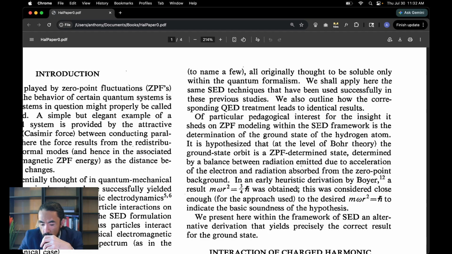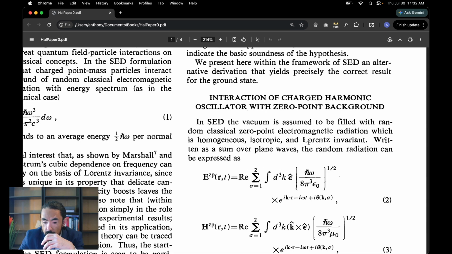This is what I just referred to as 1975b. It's on page 11. This was considered close enough for the approach used to the desired m omega r squared equals h bar to indicate the basic soundness of the hypothesis. We present here within the framework of SED an alternative derivation that yields precisely the correct result for the ground state. Now we're at the main section.